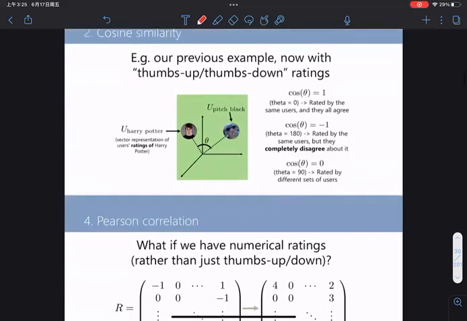The cosine similarity will have two vectors, one is vector A and one is vector B. So the cosine theta can be expressed by A multiplied by B divided by the length of vector A and the length of vector B. And if we express it in the set expression, it can be A intersection with B divided by A norm and B norm. So this is the cosine similarity.